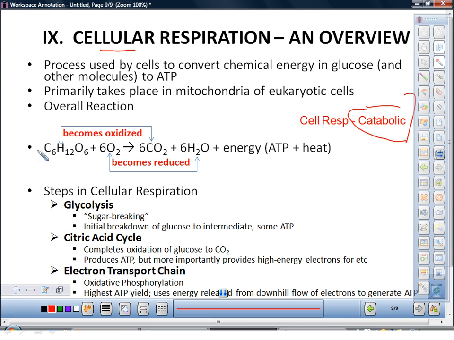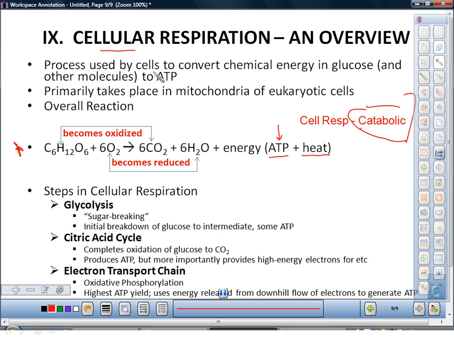Okay, so jump down here and look at the equation. It says glucose, which is C6H12O6, in the presence of oxygen, is going to be converted into products known as carbon dioxide, water, plus energy. And the energy is ATP plus, of course, a little bit of heat, because with all catabolic processes, we're going to lose a little bit of heat as a result. But our goal is to create some ATP.